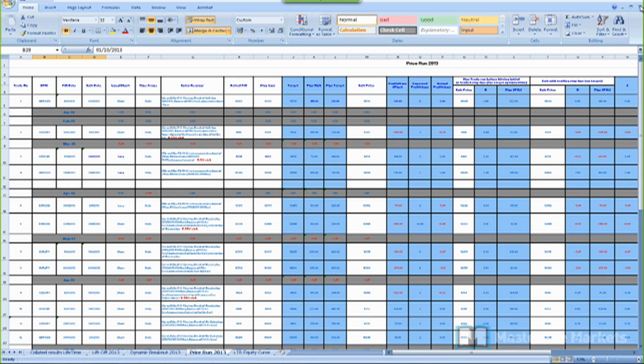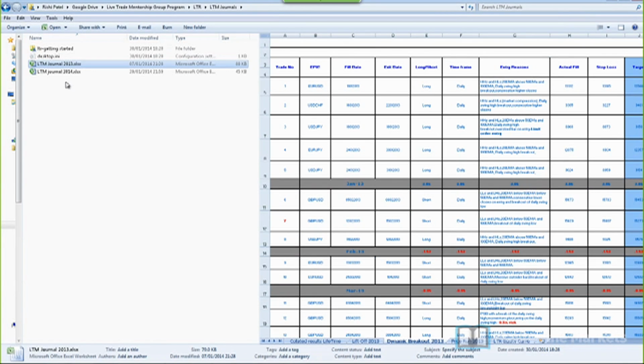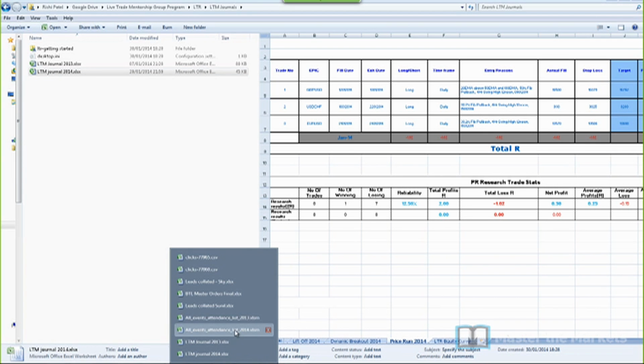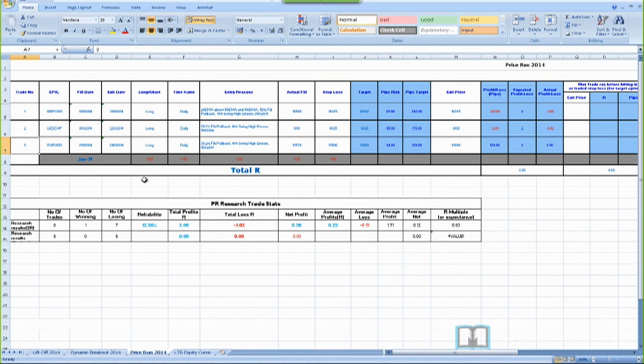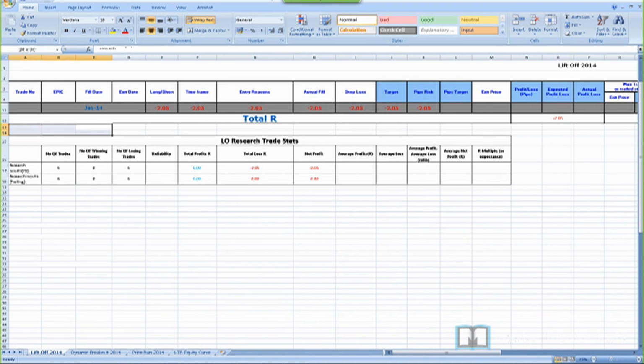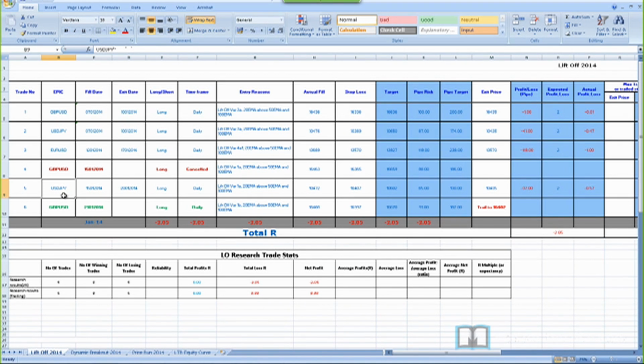So if we go on to the more up-to-date journal, which will be the LTM journal 2014, when we get that up and running, here we go. The LTM journal 2014 is the one that we're currently on. So you can see that that will have the most up-to-date trades on, for what's happening at this point in time.